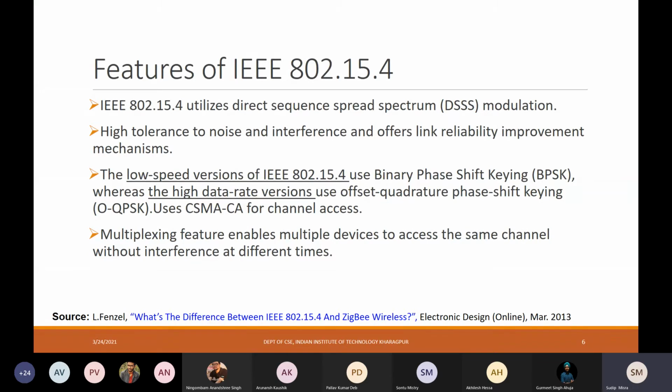DSS, and the other one is what? What about frequency hopping spread spectrum, FHSS? Okay, so high tolerance to noise and interference, and offers link reliability improvement mechanisms. These are some of the important features of 802.15.4.